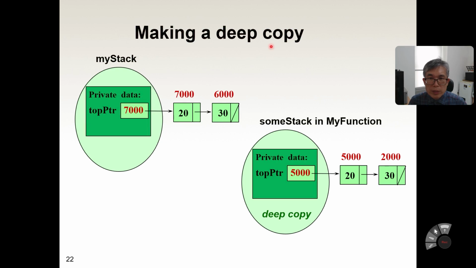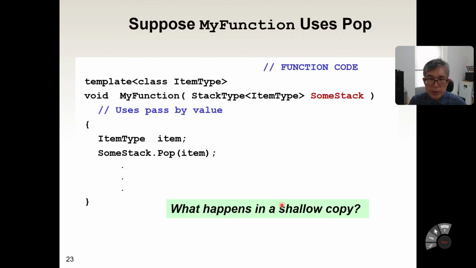So the actual copy is stored. In the deep copy case, this is my stack, and then we call my function. The parameter my stack is passed, and within the scope of my function, the stack is created. The private top pointer is created, and the list nodes are also created. This is different, because the address of this node is different: 7,000, this is 5,000, this one's address is 6,000, this is 2,000. This is called the deep copy.